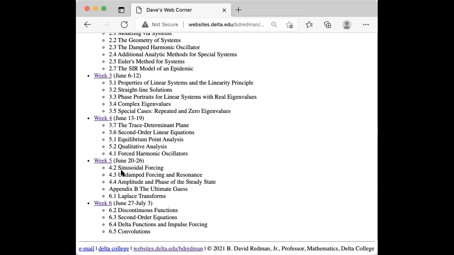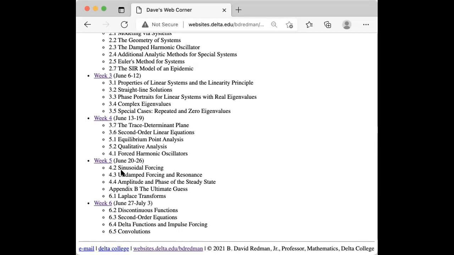A lot of truth about second order linear equations in general, but the most important example of that is damped harmonic oscillators. And then it's not really a detour, it's kind of another useful approximation technique in Appendix B, which we'll take a quick look at. But then we'll begin our final mission, which is the Laplace transform.